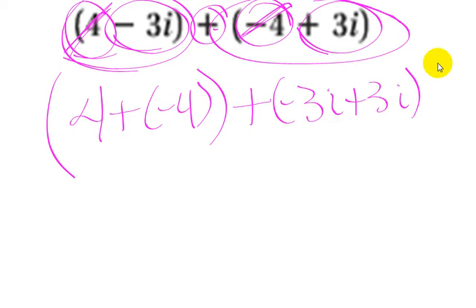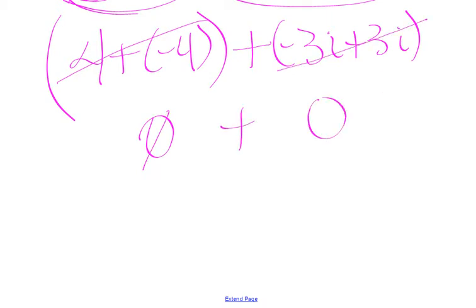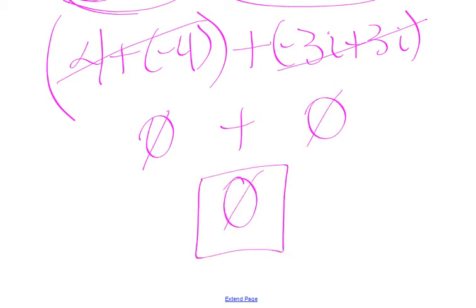All right. So we've kept the terms together. The real terms stay together with the real terms, and the complex terms stay together with the complex terms. All right. Now let's add them. So 4 minus 4 is 0, and -3i plus 3i is also 0. So our answer comes out to 0.